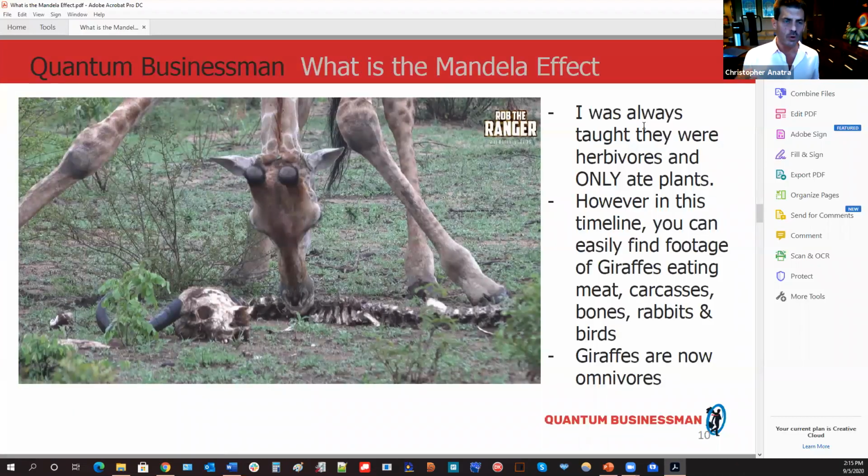So I was always taught that giraffes were herbivores and they only ate the leaves off of trees or plants. However, in this timeline, you can easily find footage of giraffes eating meat, carcasses, bones, rabbits, birds. Like what? Giraffes don't do that, but they do now. Especially a certain type of giraffe called the Rothschild's giraffe, which is another subject for another video.